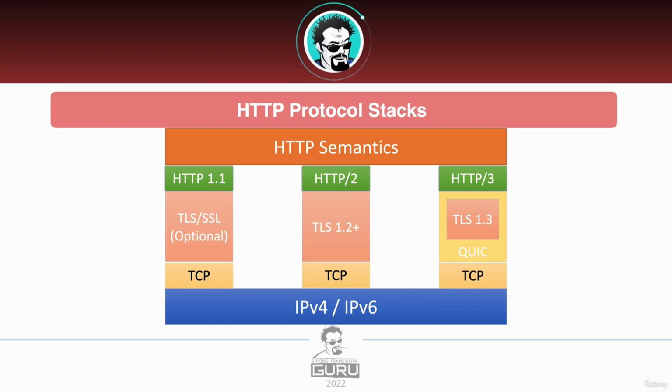However, HTTP 3, that uses the QUIC protocol and also TLS 1.3. So 2 and 3 by default are going to be secure protocols. 1, that is where you can send that free text across the wire. So something to be aware of as far as working with these protocols.